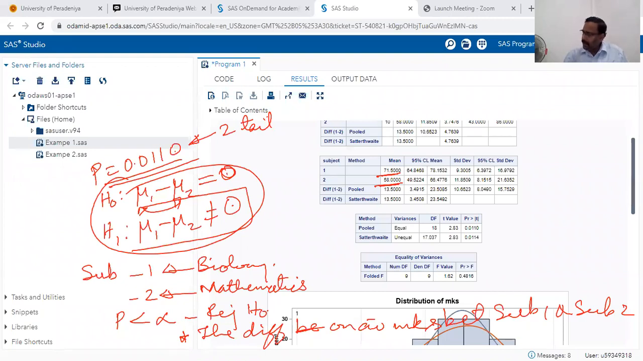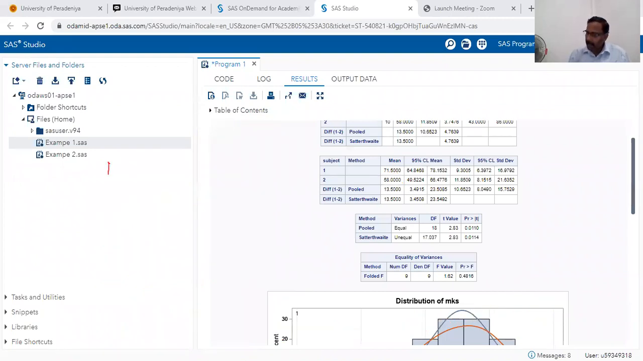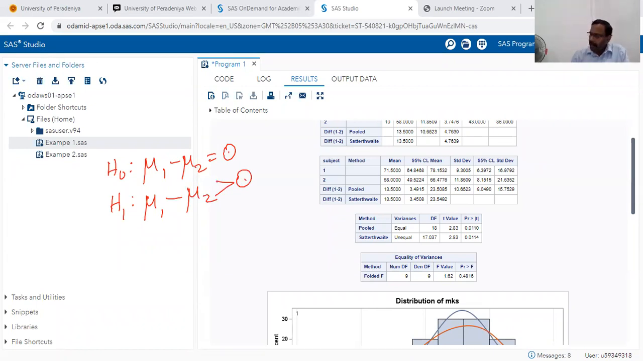For example, if I start with a null like this, and the alternate, we know that mu1 represents the biology subject, mu1 minus mu2 greater than 0. This is a one-tail situation. The earlier one is a two-tail situation. That also we can test. So here we want to see whether, on average, biology marks are higher than the mathematics marks.